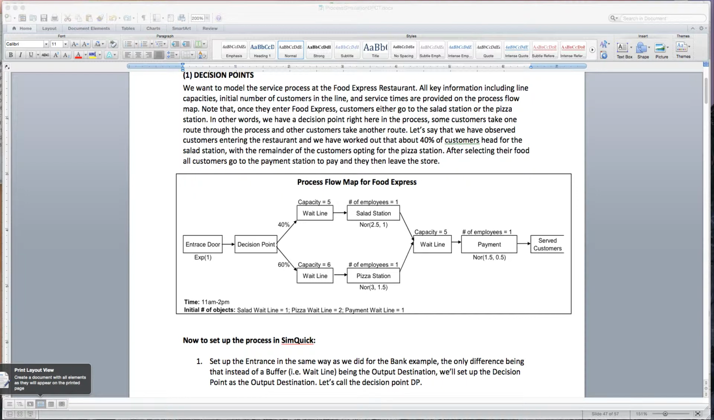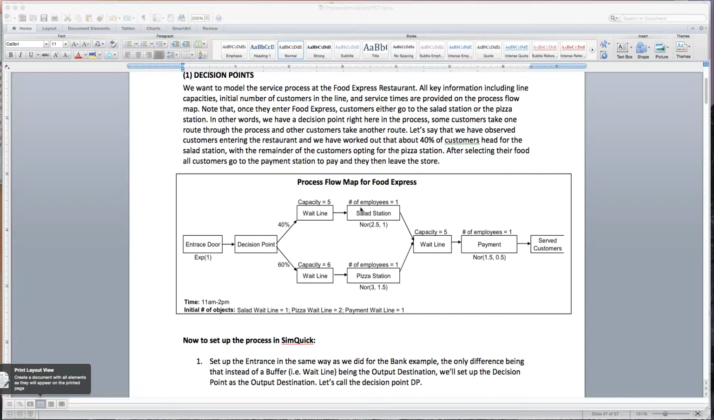If you look at the handout that's posted online, you will see this example where people come in the door every minute following an exponential distribution. Once they come in the door, they've got to make a decision. Will they go to the salad line or the pizza line? 40% based on observation go to get a salad and 60% go to get a pizza. They get into line, limited by the physical capacity of the operation. There's enough room for 5 people in the salad line and 6 people in the pizza line.